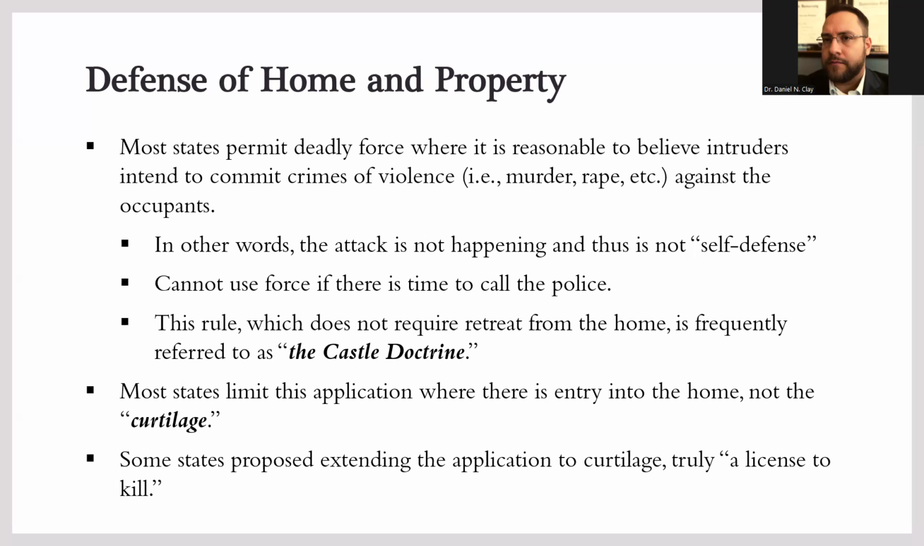That being said, some states have proposed extending the application of defense of home property to the curtilage, right? So remember, the curtilage is anything surrounding the house, the land surrounding the house, not just the house itself, but all the land surrounding, like a traditional residential lot, right? Some states have proposed extending it to that, and maybe even reducing this requirement that it has to be a violent crime that you're afraid of, right?